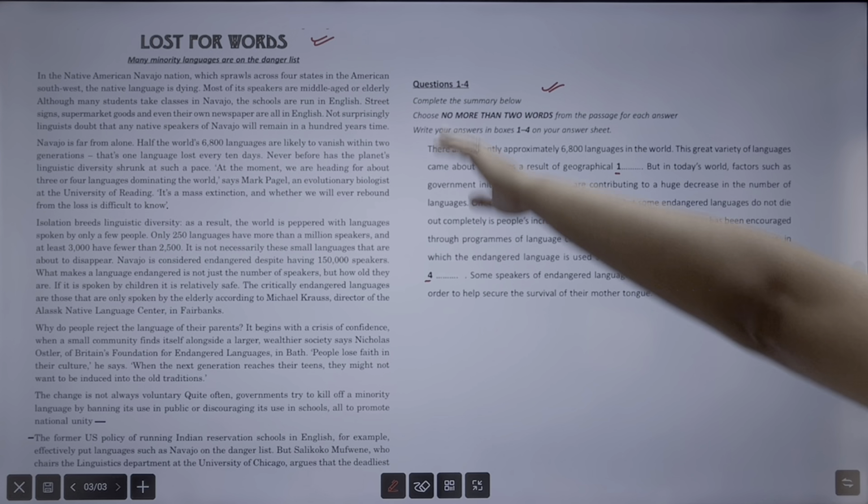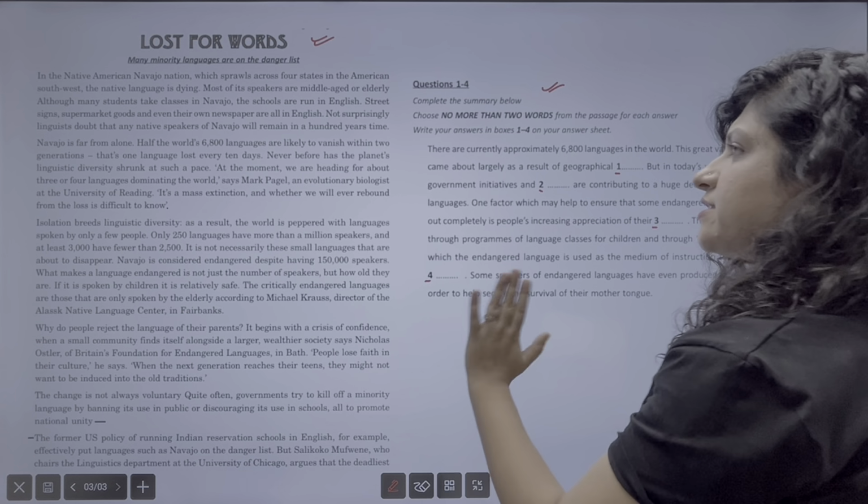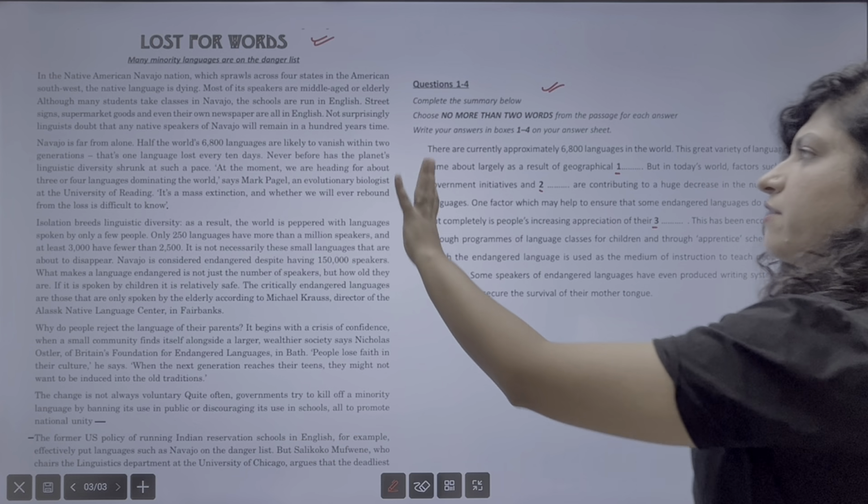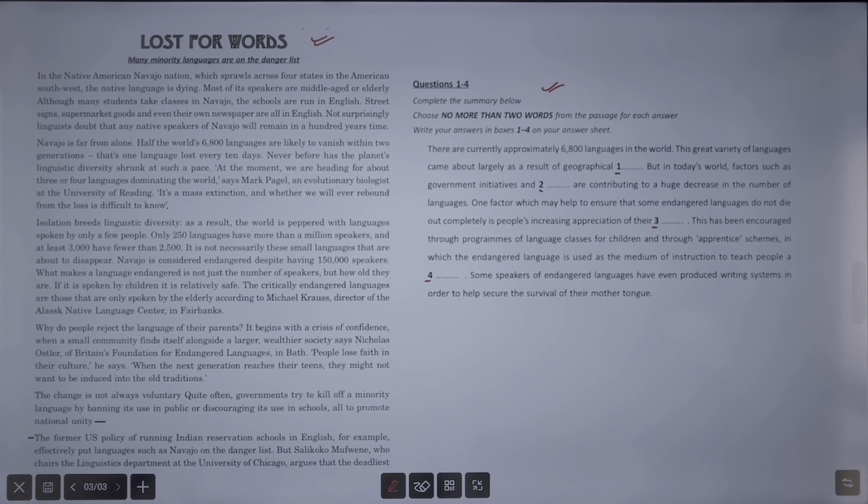Now this passage continues on the next page, so it's half of it. We have the remaining half on the next page. I'll show that to you as well. But before we do that, let's again read some of the things very carefully.